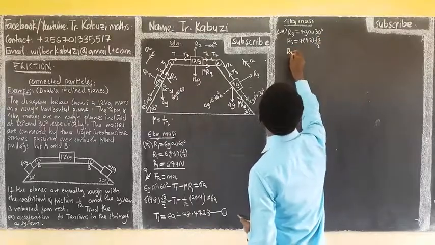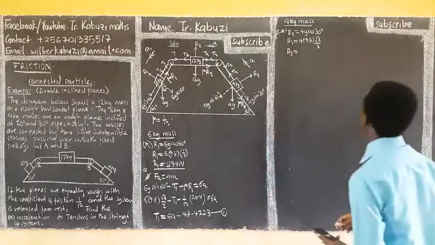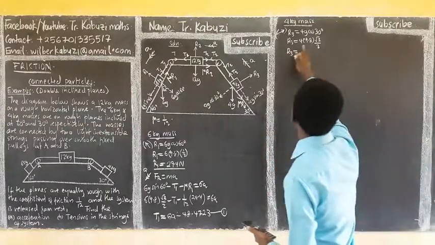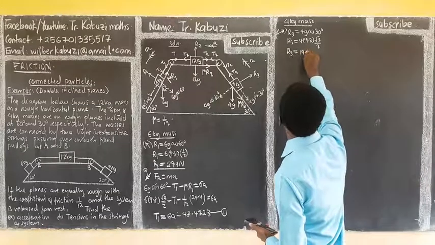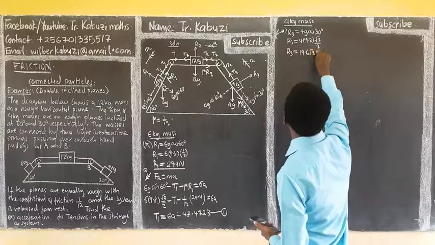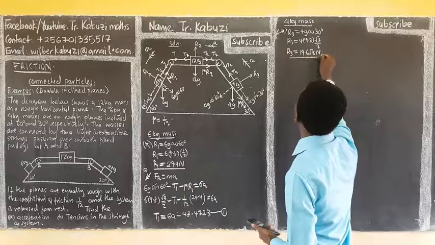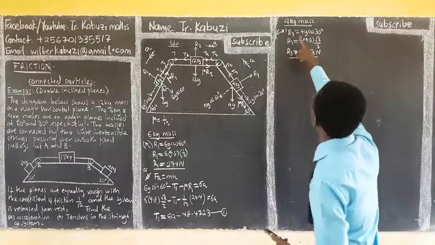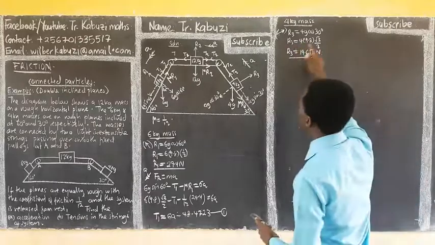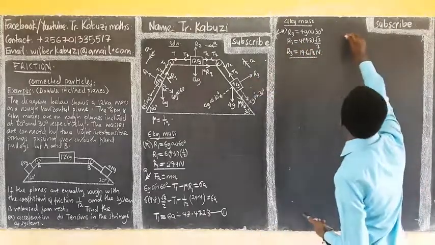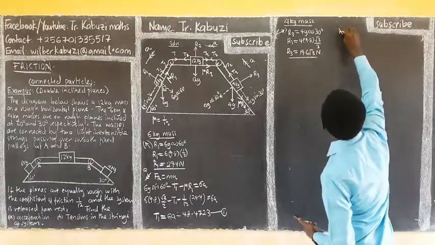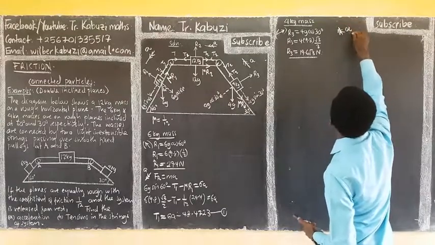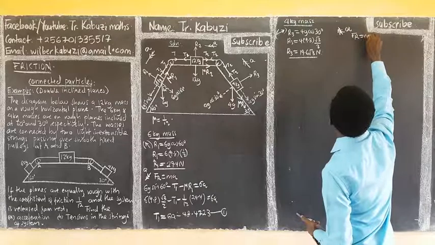So my R3 will be equal to 1.96 root 3 newtons. Okay, so now we come to our acceleration. Our acceleration is in this direction here, like that. So this is where F equals ma.